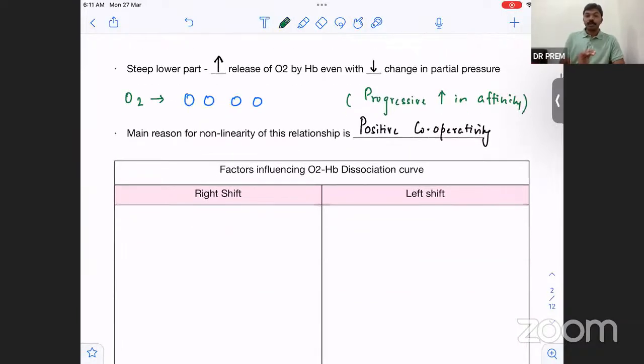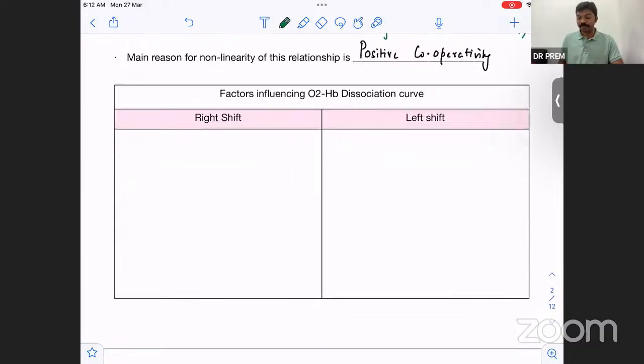Fine. Now, you are already familiar with 3 points. Number one, the sigmoid shape of the curve. Number two, what happens at the flat top part of the curve and what happens at the steep bottom part of the curve. And number three, why the curve is sigmoid in shape, and what we mean by positive cooperativity. Now, coming to right shift as well as left shift.